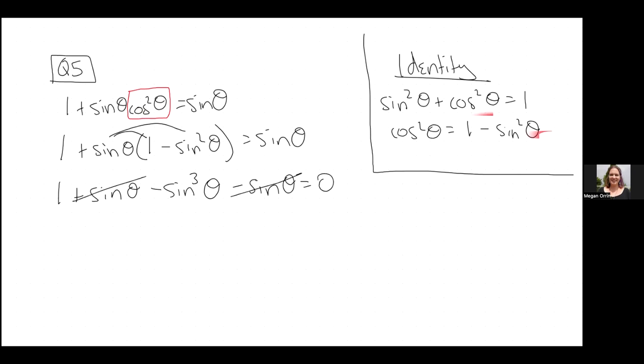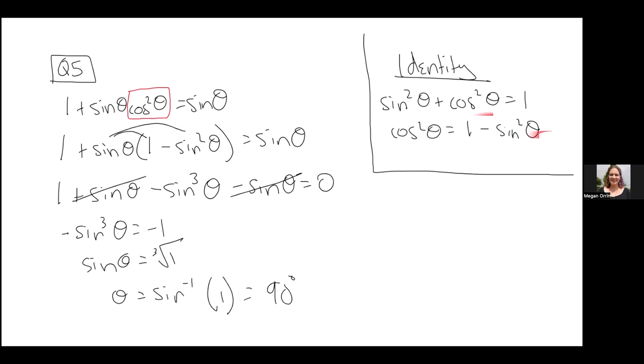So now I'm going to get theta by itself. If I have negative sine cubed theta equals negative 1, I don't need either of these negatives anymore. So I need to get rid of this cubed, don't I? So sine theta is the cube root of 1, because remember, we're getting rid of both negatives. The cube root of 1 is just 1. So the inverse sine of 1 is 90.